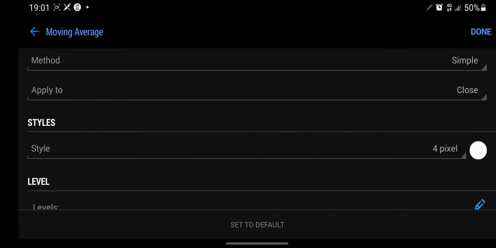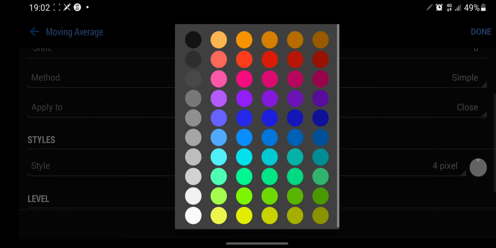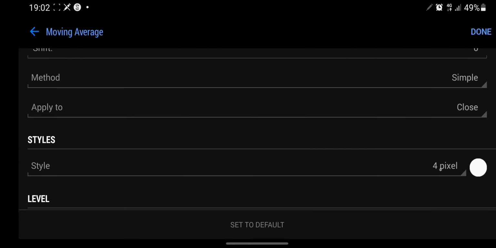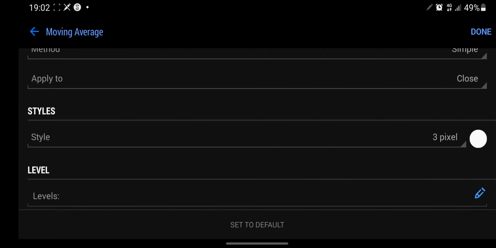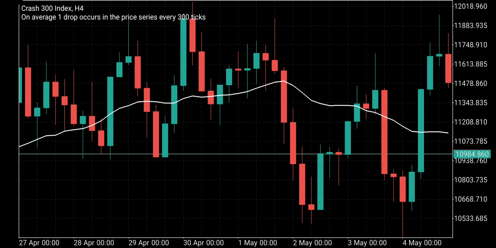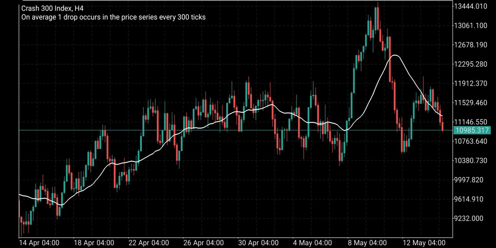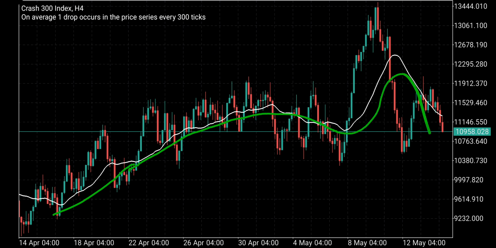You can choose the pixel you want, but I think 4 is okay for a moving average 20. Let me just put it to 3 pixels. Then you click on done. Once you click on done, it's going to automatically add it to your chart. So this is how our chart looks. Let me zoom in a bit so you can see the bigger picture. You can see the moving average is following the candles. Awesome.